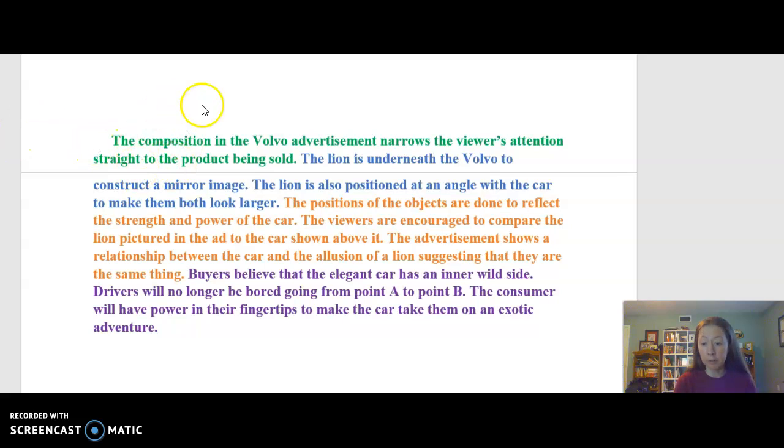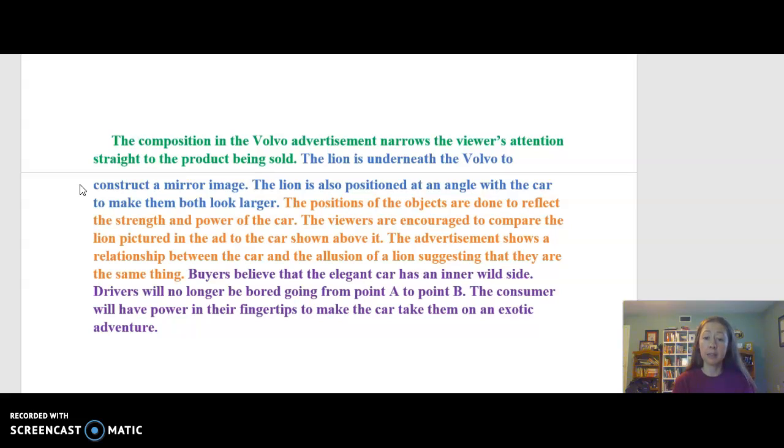The composition, there's our criteria, in the Volvo advertisement narrows the viewer's attention to the product being sold. It forces the eye to the product. Evidence. Describe the composition in this case. Describe the criteria you'll be analyzing.